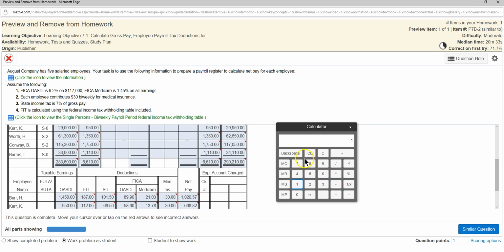Minus 187. Minus 101.50. Minus 89.90. Minus 21.03. Minus 30. Equals 1020.57. Bingo.